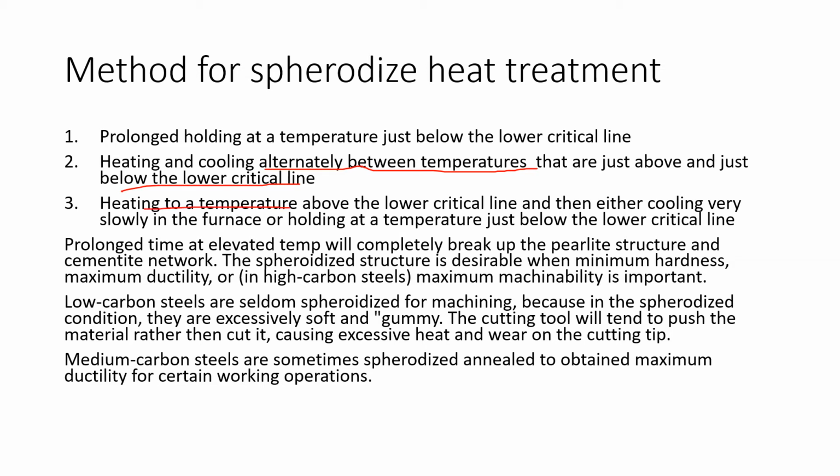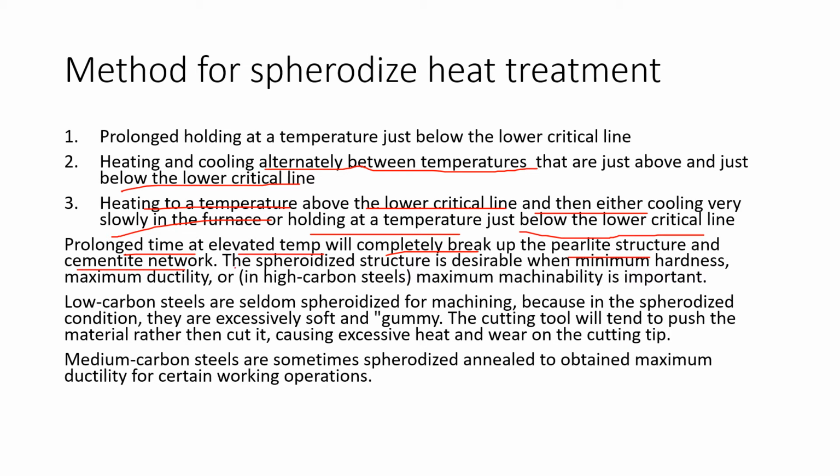Heating to a temperature above the lower critical line and then either cooling very slowly in the furnace or holding it at a temperature just below the lower critical line. The prolonged time at elevated temperature will completely break up the pearlite structure and cementite network.